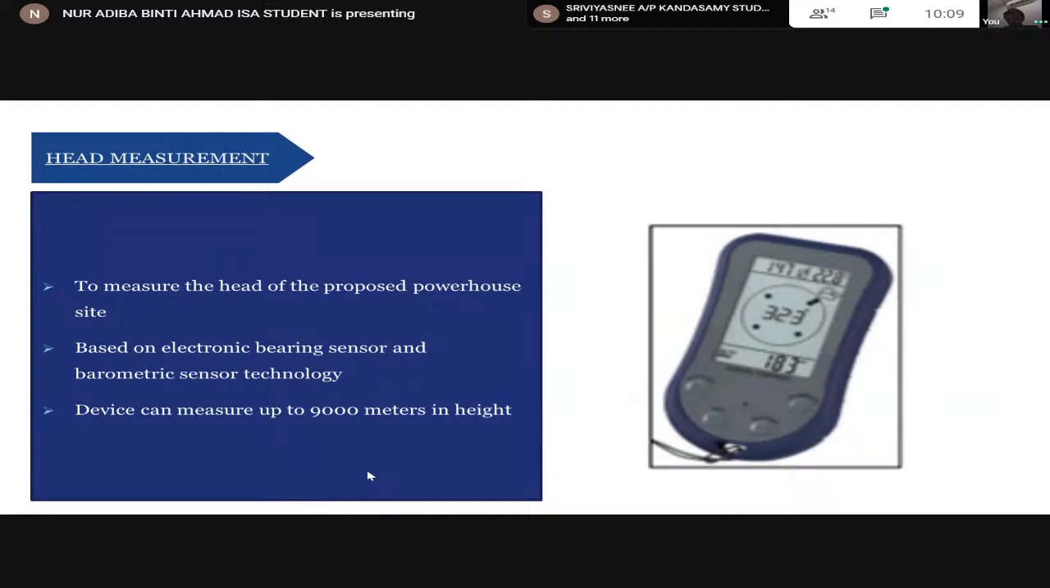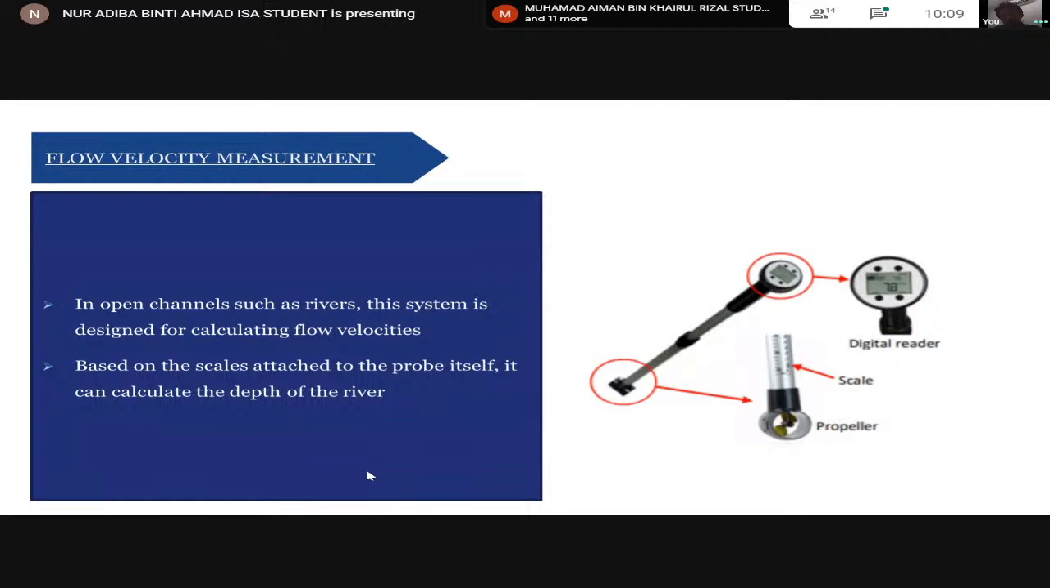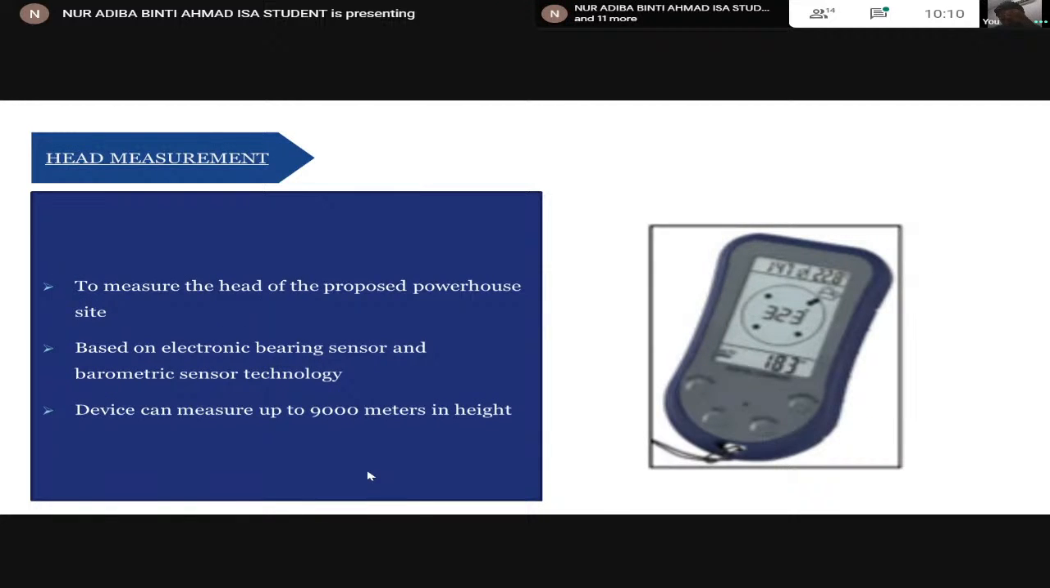So next is head measurement. At the right side is a picture of a device used to measure the head of the proposed powerhouse site. This device is based on electronic bearing sensor and barometric sensor technology. This device can also measure up to 90,000 meters in height. It uses the altitude taken at the location of the water intake and at the powerhouse. From there we will find the gross head.